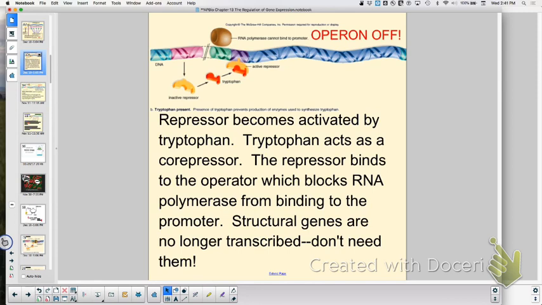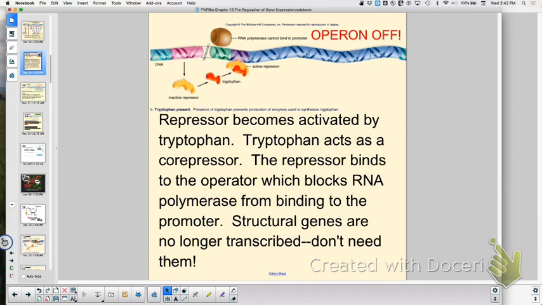Negative control has to do with the repressor. Regardless of whether the repressor is currently active or inactive, a repressor is all about saying stop, and a transcription factor is all about saying what? Go. That's its purpose, right? So look at what the purpose is to understand whether it's positive or negative control.